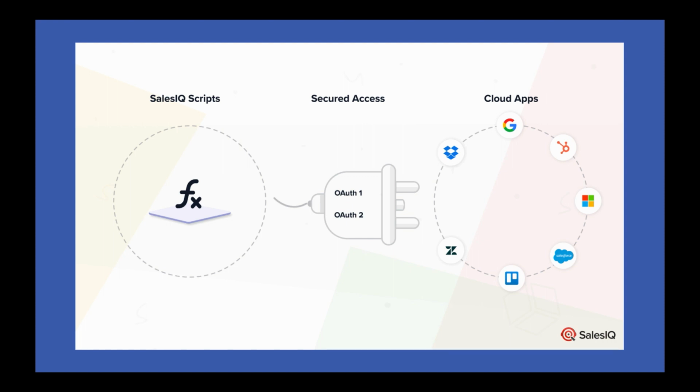So in Deluge, there are 4 HTTP methods: get, post, put, and delete, and 3 authentication types: basic, OAuth 1, and OAuth 2, as you all know, where OAuth 1 and 2 are used to establish secure access between SalesIQ and other apps.